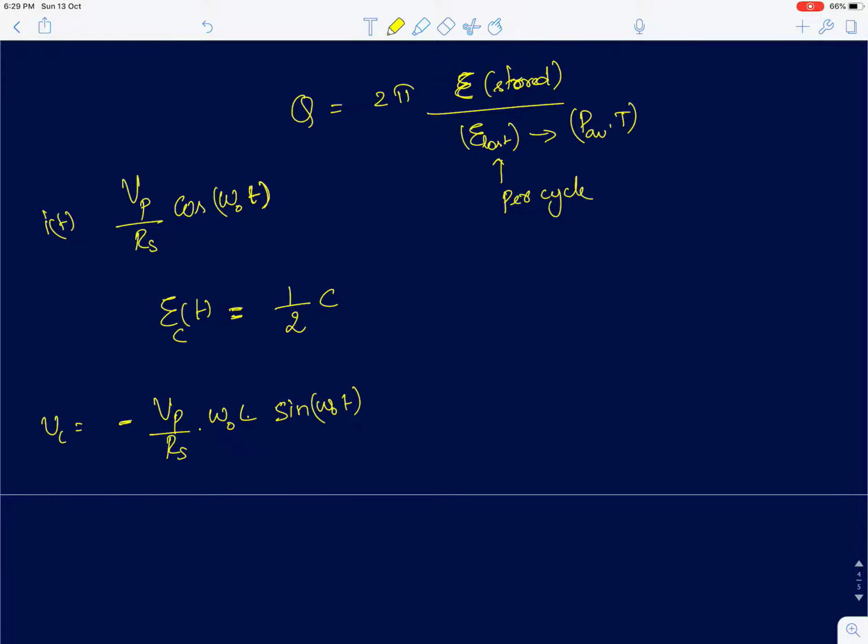So with the minus of this, Vc of t is simply minus of VL of t. So from that we get the voltage, which is the same as this. So when I square it, I'm going to get Vp omega naught L upon Rs, the whole square, into sine square omega naught t.